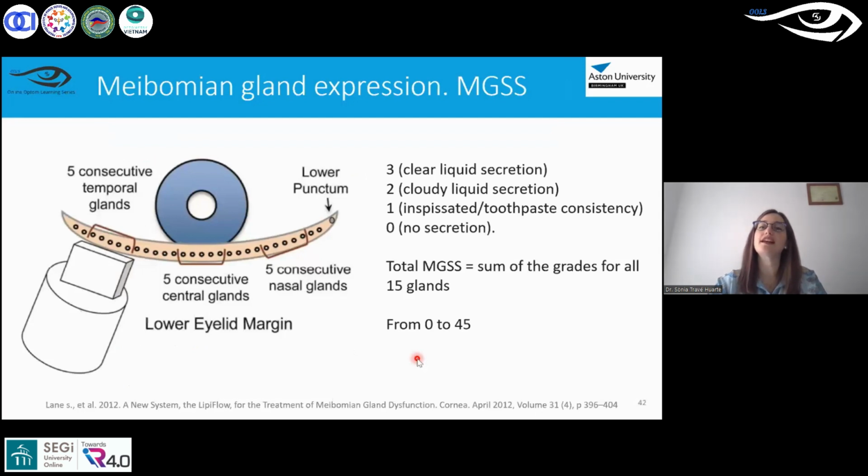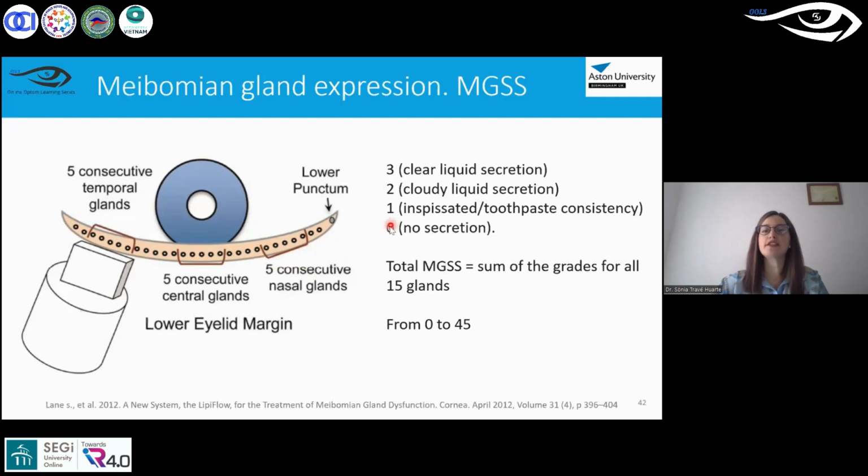This is the Meibomian gland secretion score scale. For this one, you use what is called a Meibomian gland evaluator or expressor. You put it against the lid and press for about 5 to 8 seconds, and that will show the amount of oil coming up. I normally do it 3 times to get 5 glands on the temporal, central, and nasal areas, and then you grade each of those 5 glands.